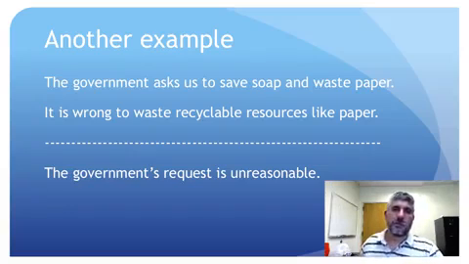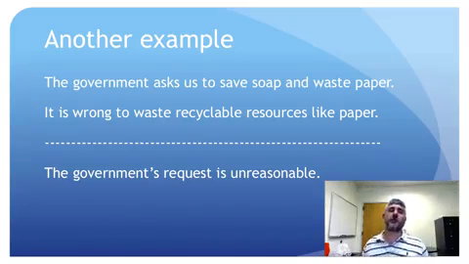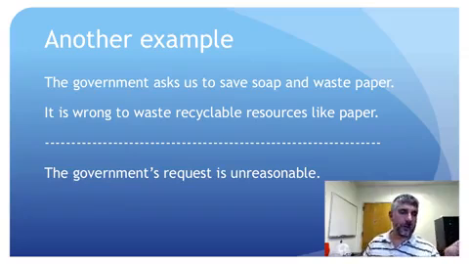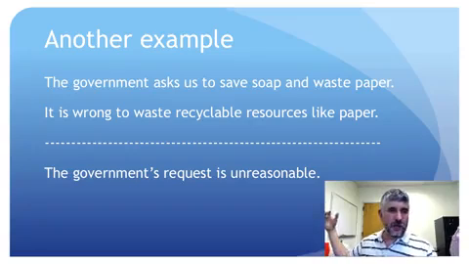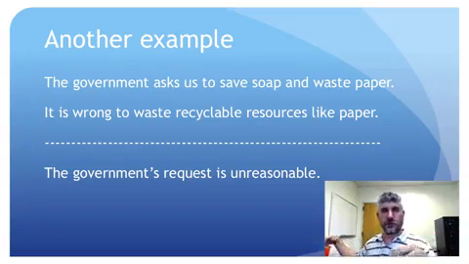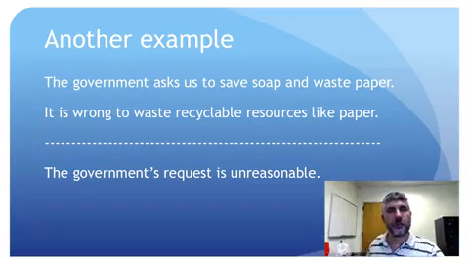Consider, premise one, the government asks us to save soap and waste paper. Premise two, it's wrong to waste recyclable resources like paper. So conclusion, the government's request is unreasonable. Okay, now superficially, again, this argument might appear to be valid because it might appear that, well, the government is asking us to do a couple of different things and it's wrong to do one of those two things, so the government's request is unreasonable.